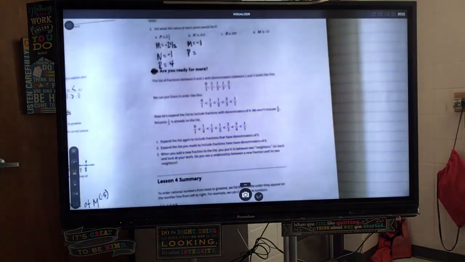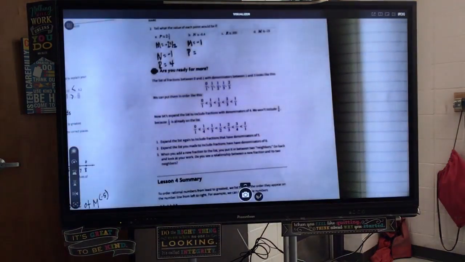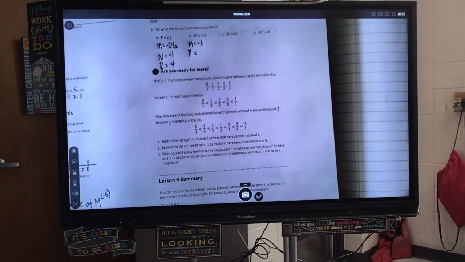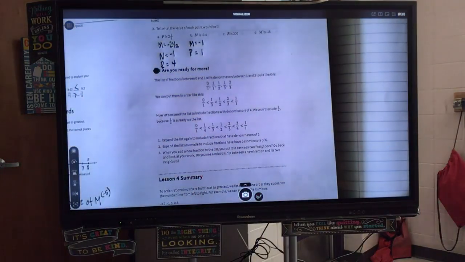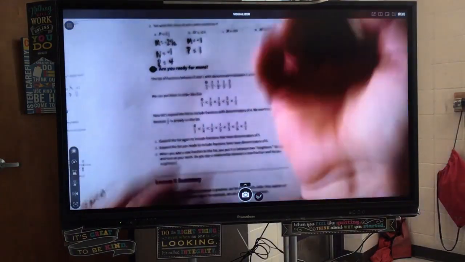So the only criteria for P, well, P has a couple, but in this case, what do we know about P? It's the opposite of M. So if M is -1, what can we write P as? Delilah? We can write it as 1. Not the only answer, but it could be written as 1. And then the last one, what is R?